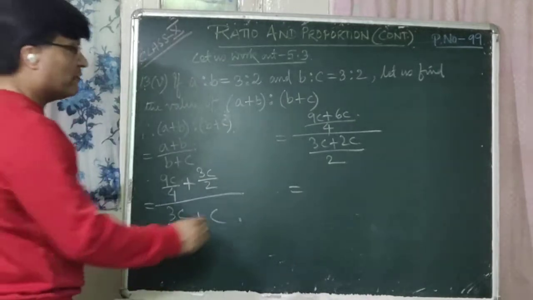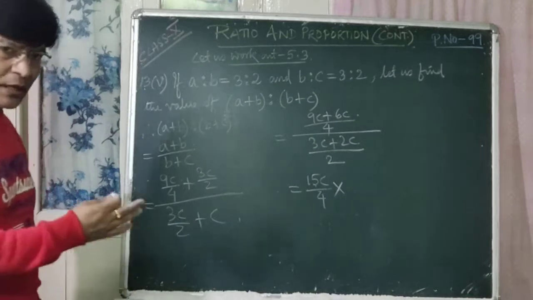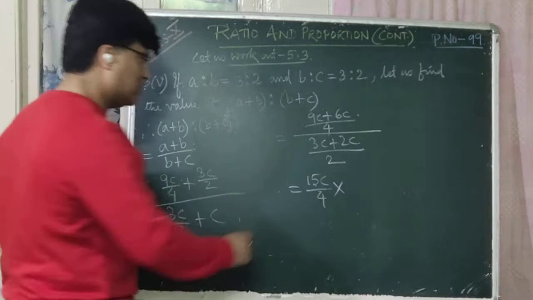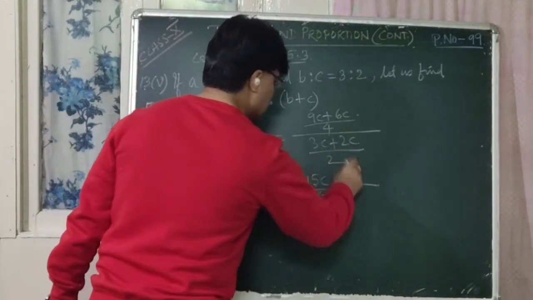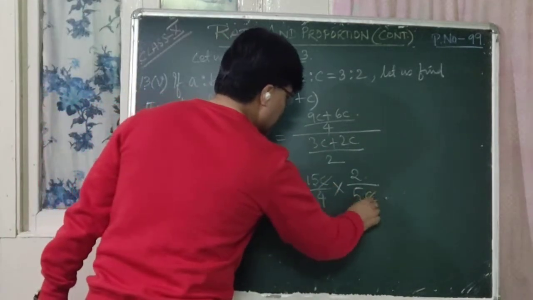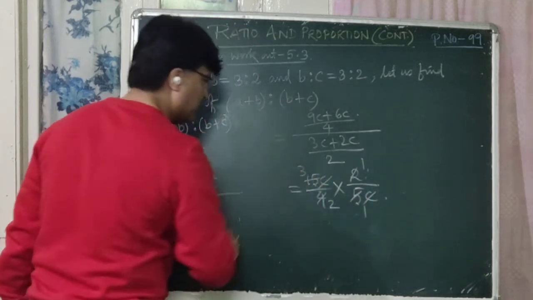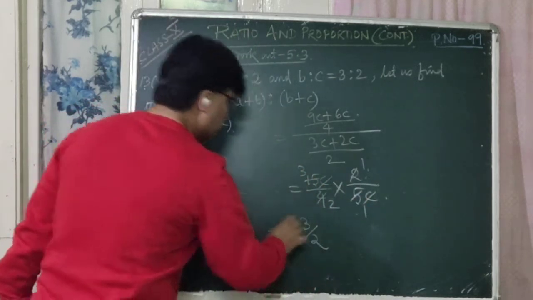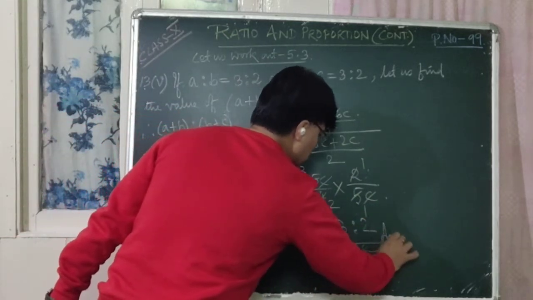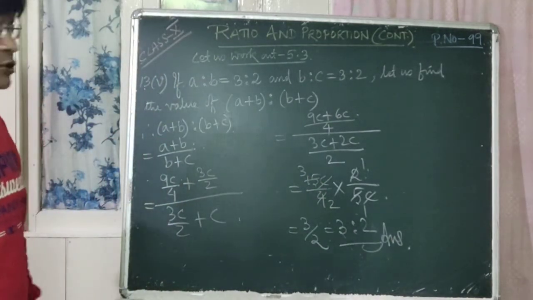So let's simplify it. It is 15C divided by 4 into, when this denominator goes up to the numerator it becomes upside down, that is 2 upon 3C plus 2C, that is 5C. So C gets cancelled, 2 1s are 2, 2 2s are 4, 5 1s are 5, 5 3s are 15. That means it is equal to 3 by 2. So the answer is 3 is to 2.